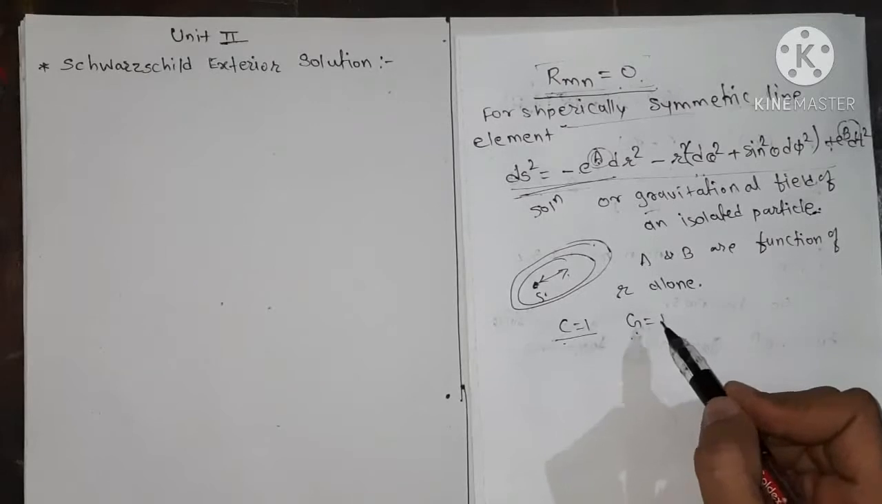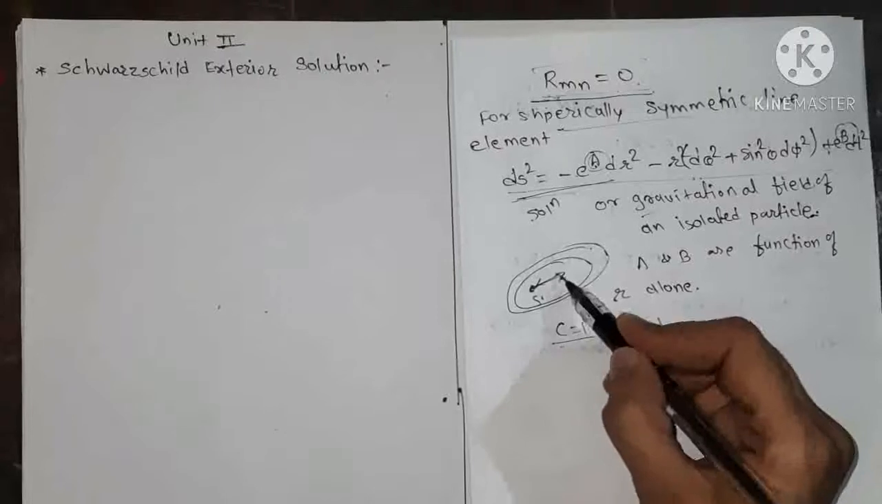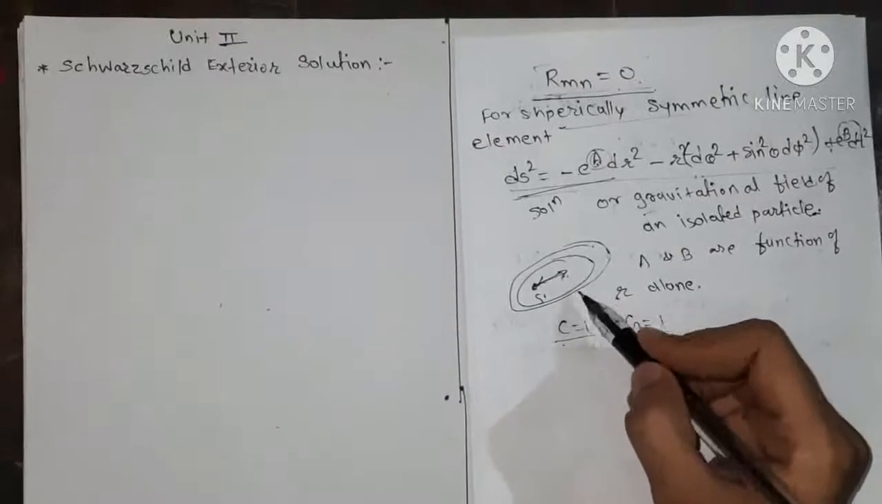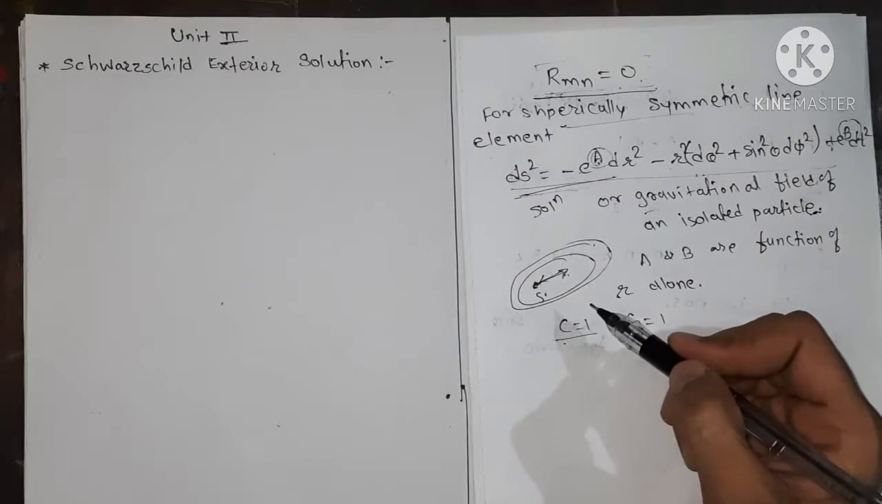And as we know, as we move away from the particle, our gravitational field is going to reduce. Okay, so that is, as we go away from the earth, the gravitational field reduces. So there is a limit of the gravitational field.